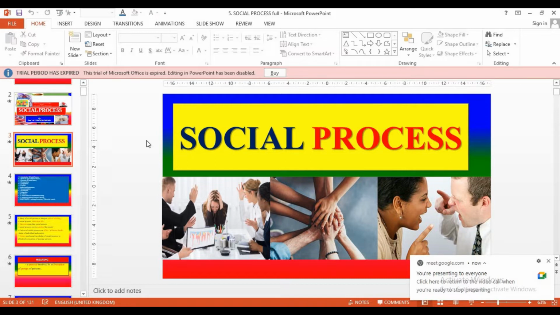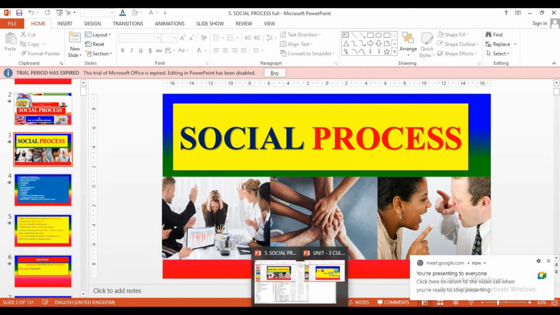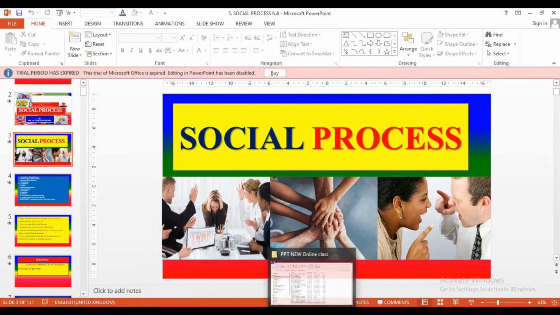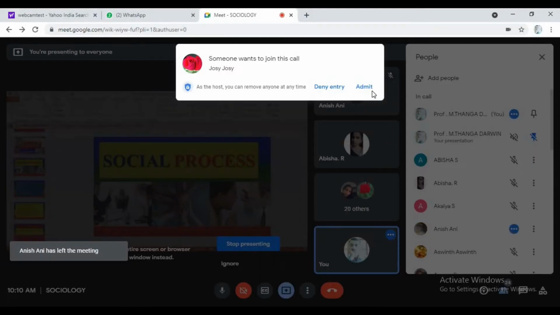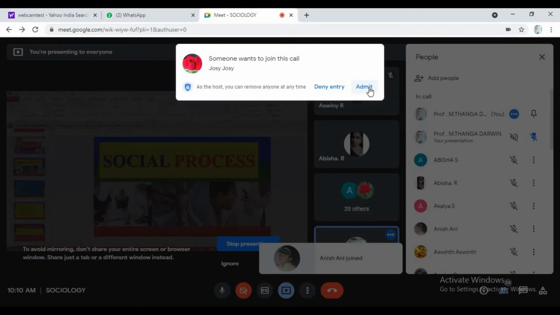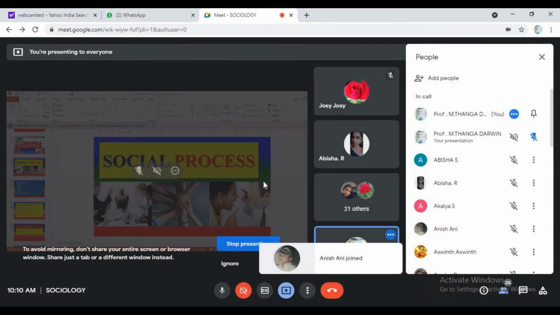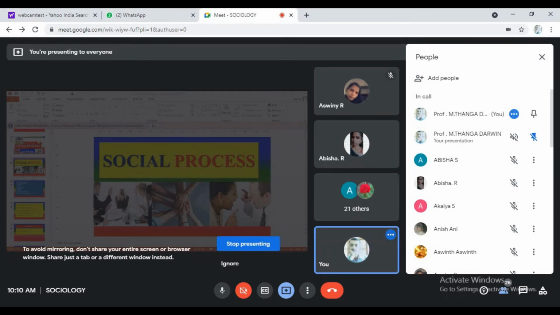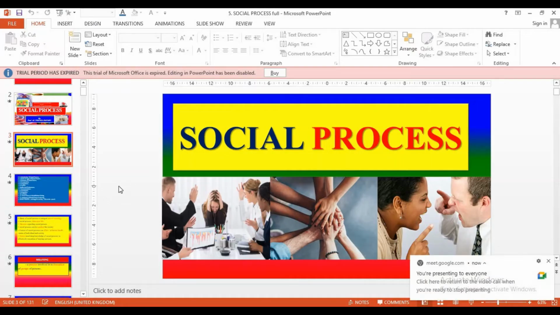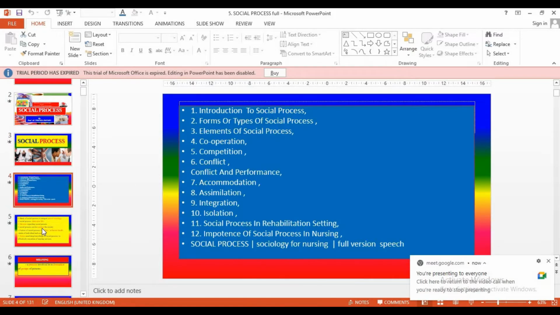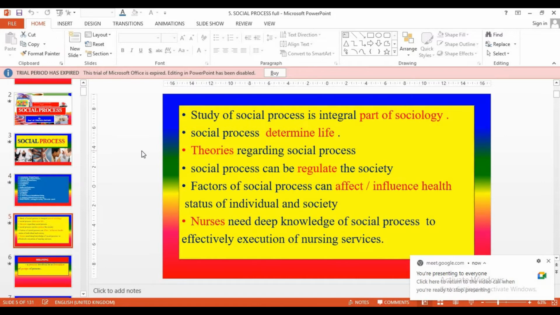We have both types of social process. How to manage them, become associative, and maintain peace and development in micro as well as macro social settings. That is what I'm going to teach.